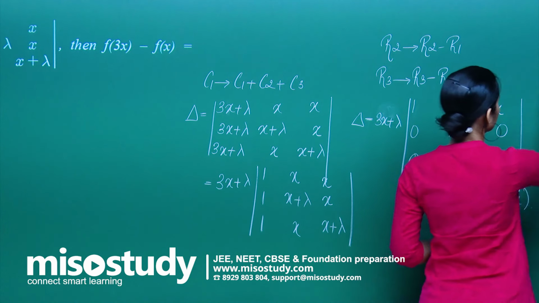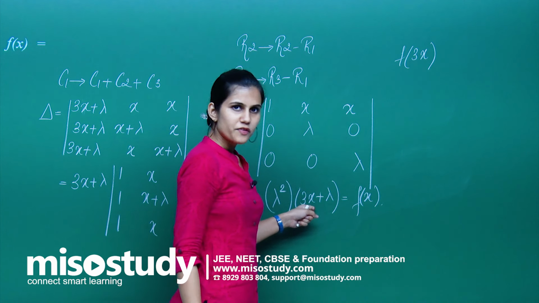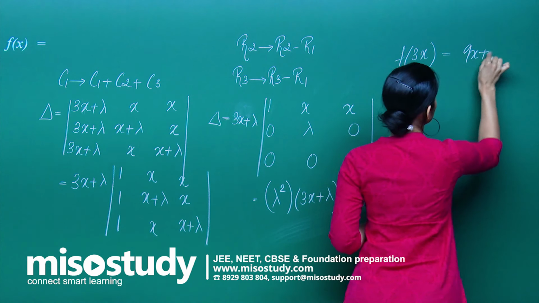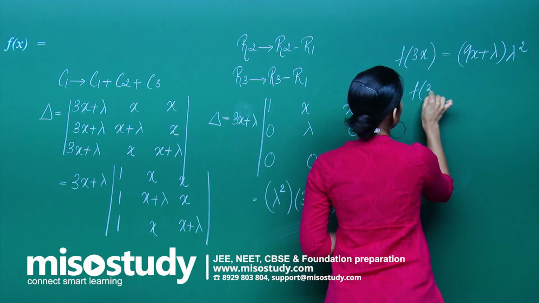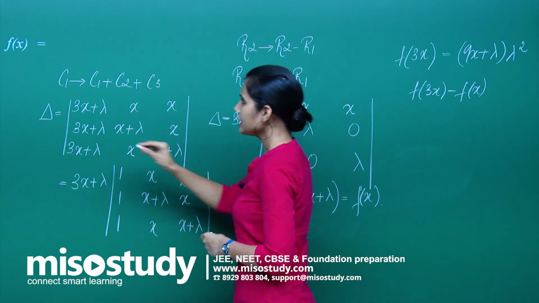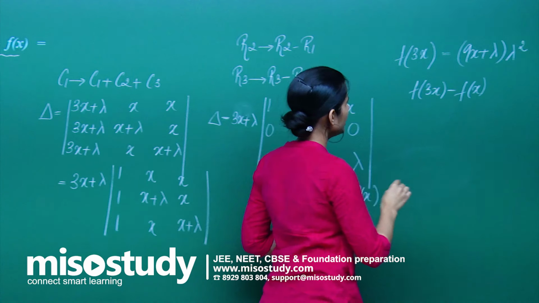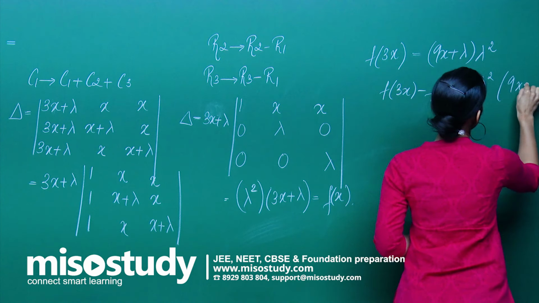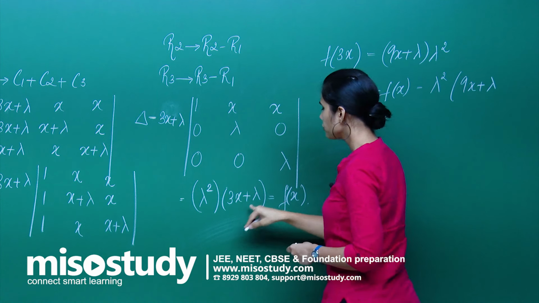So what will be f of 3x? In place of x put 3x, you get 9x plus lambda into lambda square. Therefore, f of 3x minus f of x, that's what we need to find. f of 3x minus f of x is what? f of 3x is lambda square into 9x plus lambda, minus f of x, which is lambda squared into 3x plus lambda.